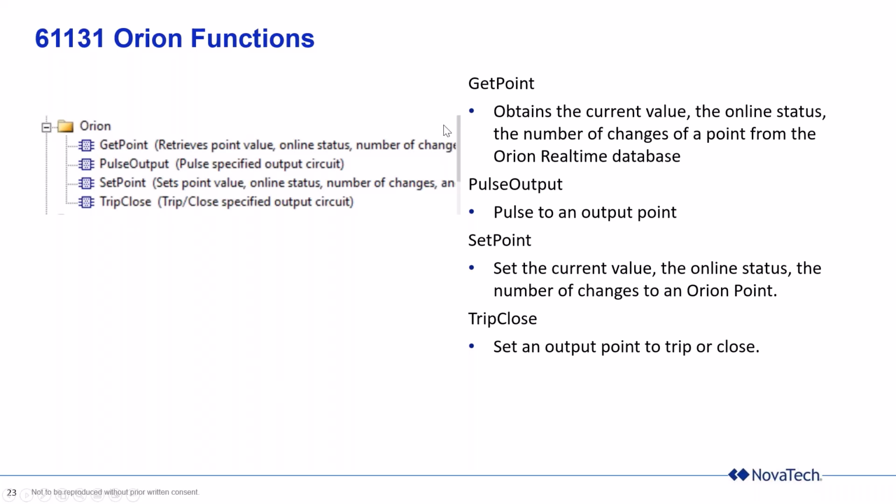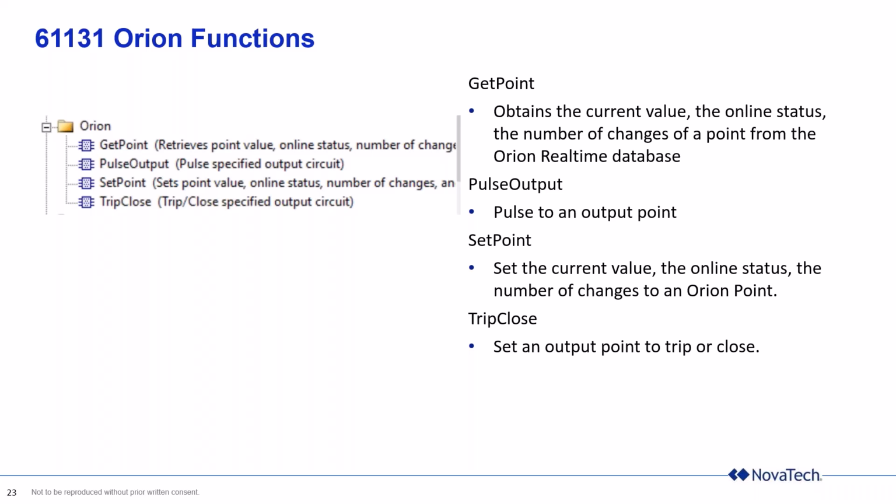Get point obtains the current value, the online status, or the number of changes from the Orion real-time database. The pulse output is used to pulse an output point. The set point sets the current value or the online status, the number of changes of a point. And trip close lets you send a trip or close to an output point.